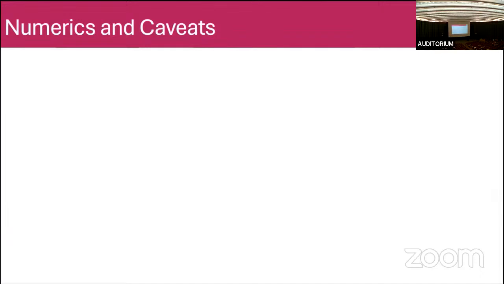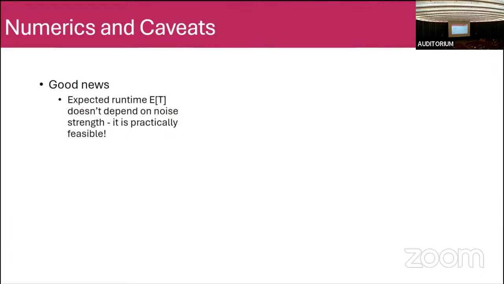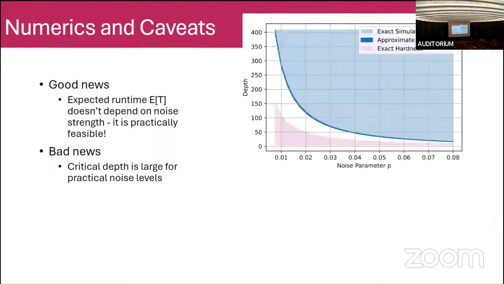Now, to get to the numerics of this, how does this algorithm work in practice? The good news is the expected runtime doesn't depend on the noise strength. So there's no exponential in inverse noise strength that you might see in other algorithms. The bad news is this critical depth threshold is actually very high. So this is a plot, for example, for the case that we took, where we have T gates and controlled phase gates and you have dephasing noise. If you have noise of strength 0.01, so that's 1% dephasing noise, you get classical simulation at a depth of about 300.